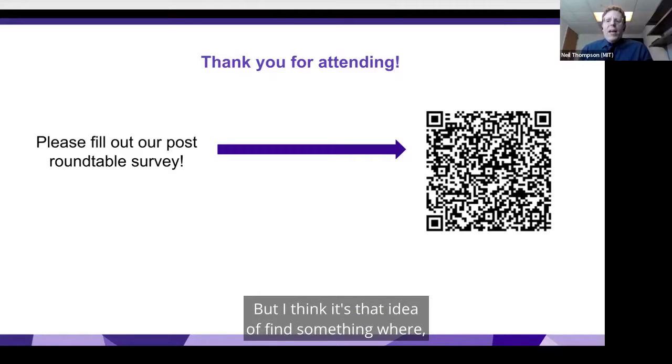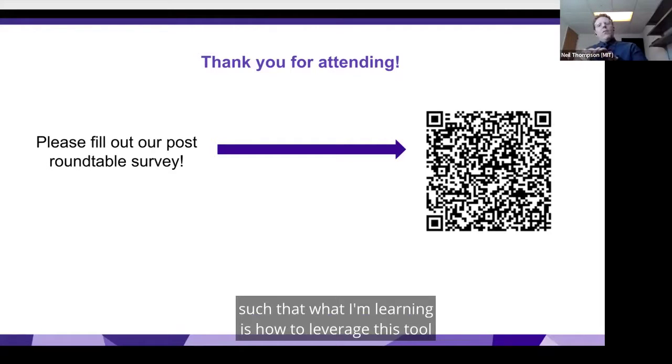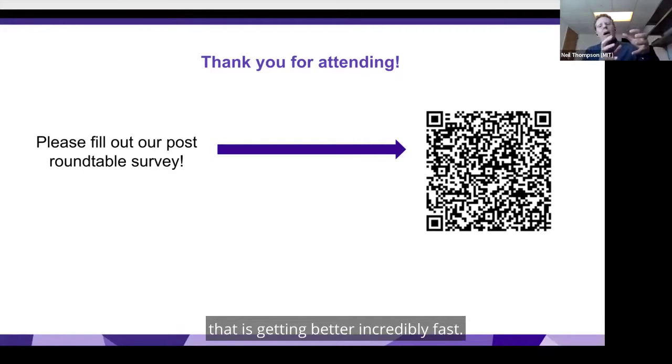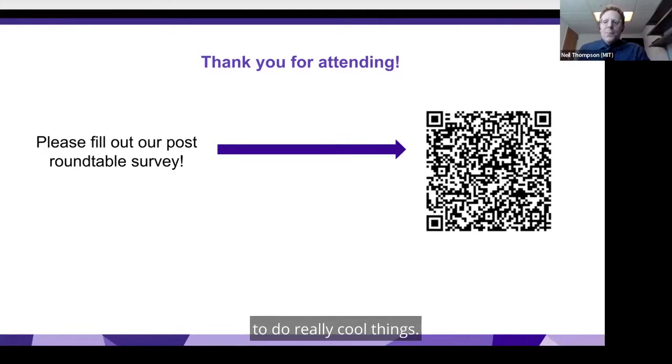I think we have people on the call like that today. But it's that idea of finding something that has been restricted by lack of computation. We heard about material science and biology, and I think those are both really great areas for this. Think of those kinds of places and ask, how do I do that in a way such that what I'm learning is how to leverage this tool that is getting better incredibly fast? Then I get to use that better hammer each year to do really cool things. Great advice. Okay, Vijay, over to you.